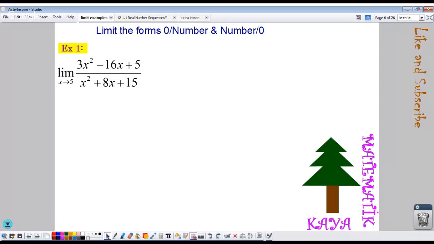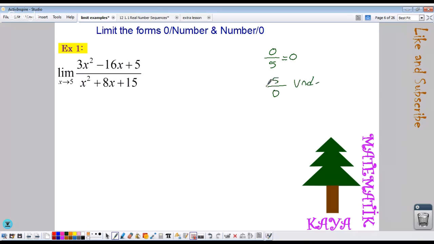Hi guys. So now in this video, I will solve a few examples about the forms 0 over a number and a number over 0. So firstly, in algebra, if you have a case like 0 over a number, let's say 5, it is equal to 0. If you have something like 5 over 0, it is undefined.